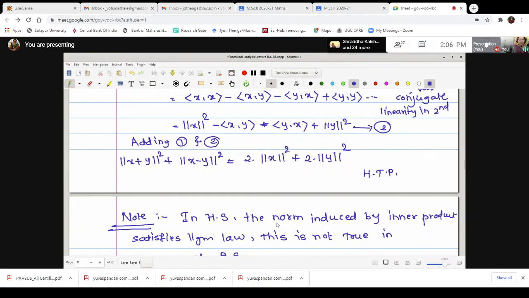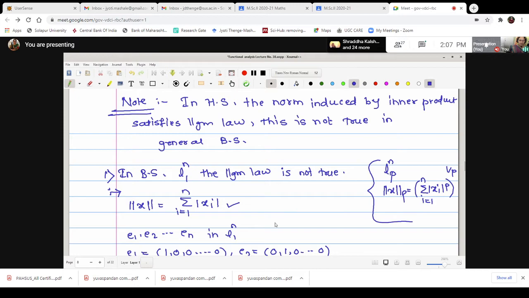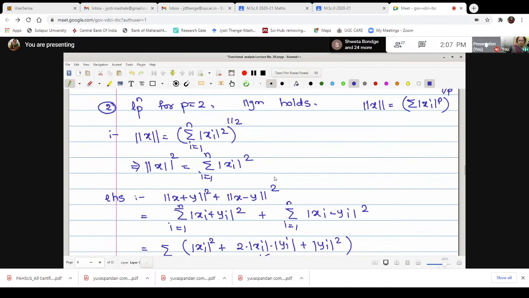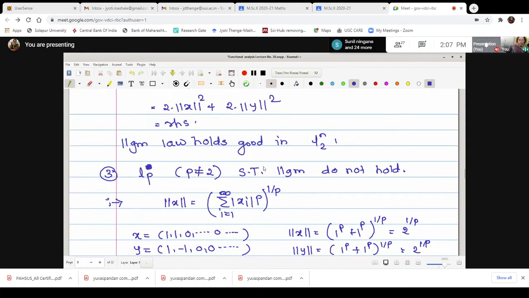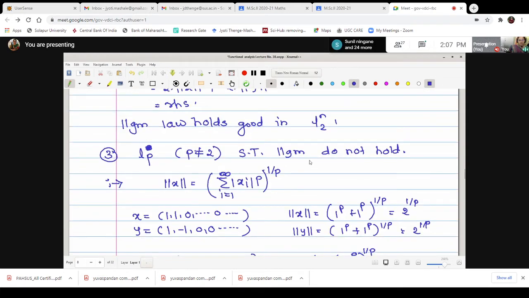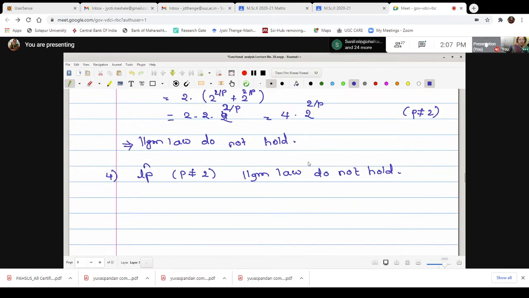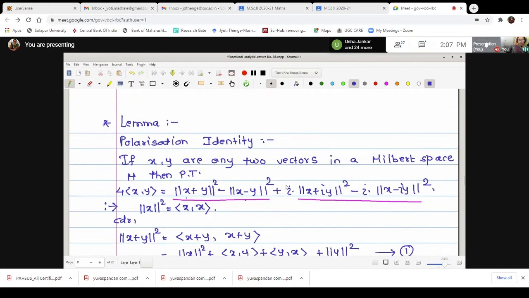Later after this we have seen many examples that in the Banach space L1n the parallelogram law is not true, while for L2n the parallelogram law holds. In general, for LP spaces the parallelogram law does not hold. Similarly, I have given a homework to prove that in LPn spaces the parallelogram law does not hold.